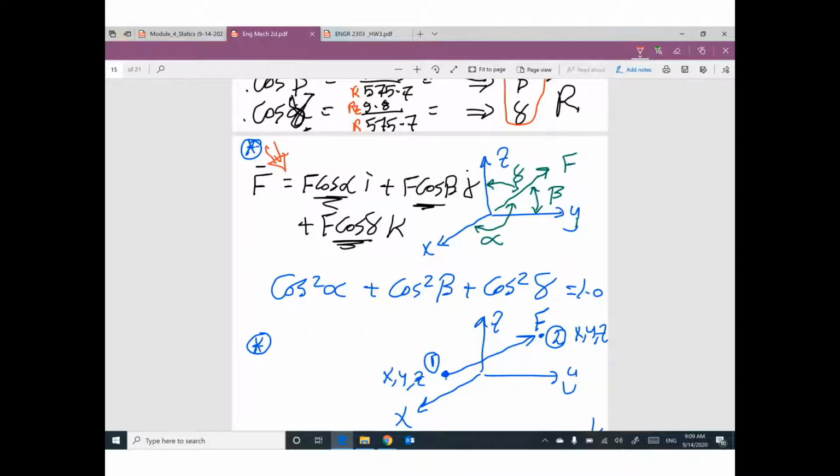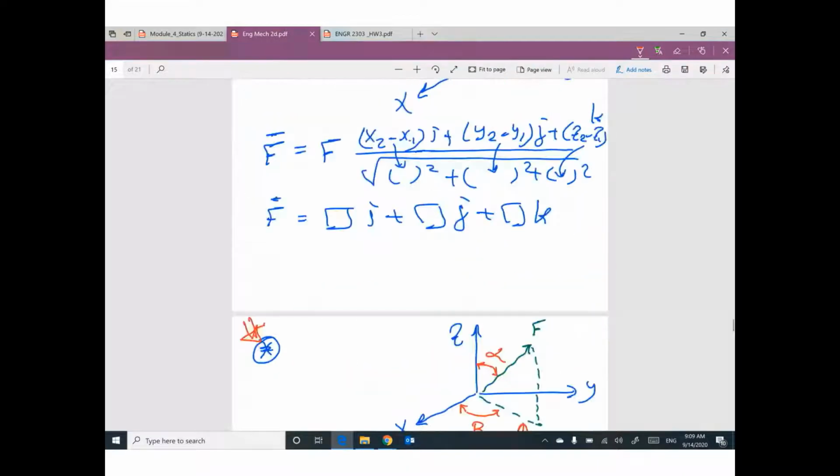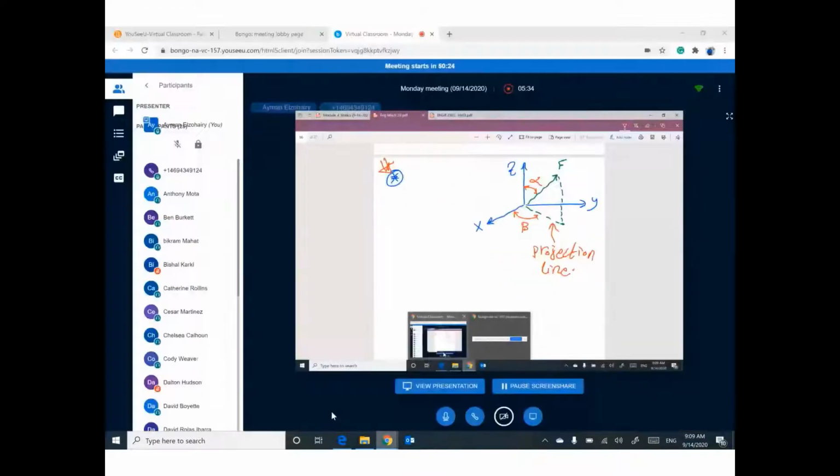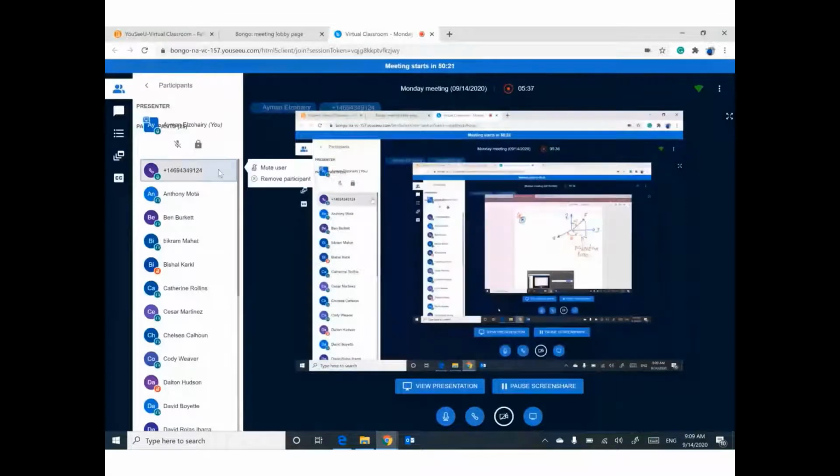In the earlier case, your angles alpha, beta, gamma are between the force itself and x-axis, y-axis, and z-axis. In this case, the given angles are not like that. The first angle is okay, between the force and z. But the second angle is between something called the projection line and x-axis. Same issue all the time. Okay.